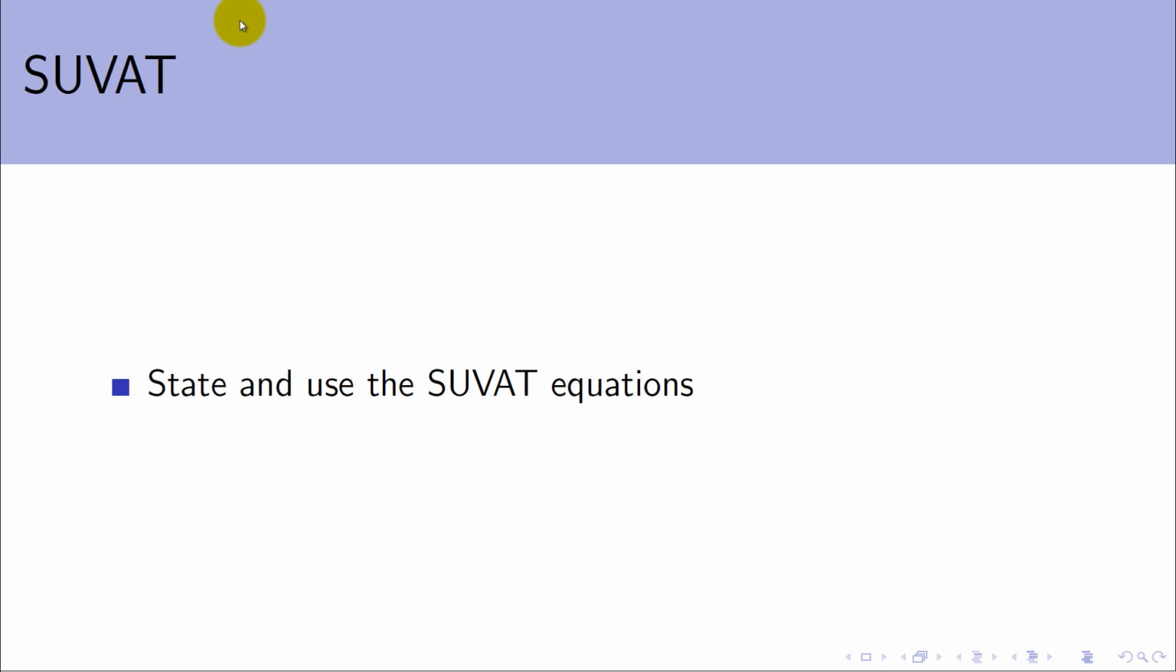Let's take a closer look at the SUVAT variables and the many and varied equations that we can use to play around with them. Now, let's start with looking at what SUVAT is, and then we'll have a look at the equations. So, when we talk about SUVAT, we're just using an initialism of a bunch of different variables, namely S, U, V, A, and T.